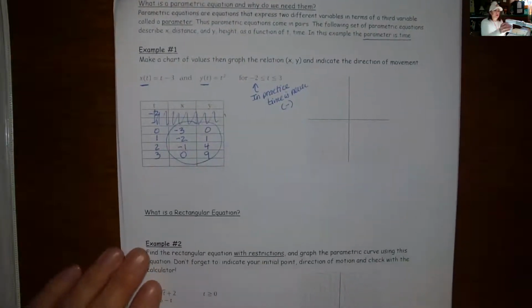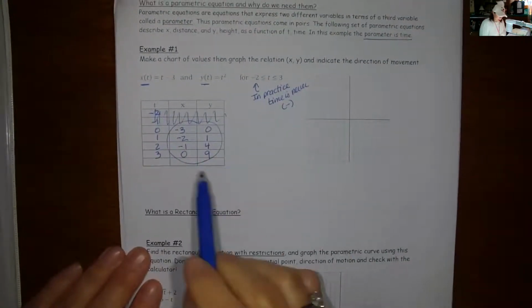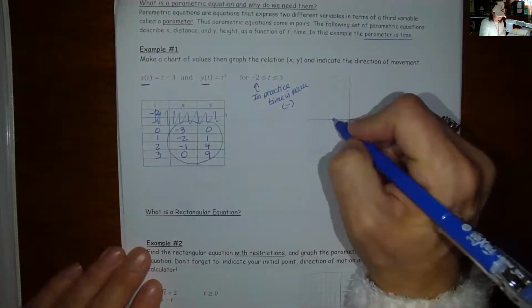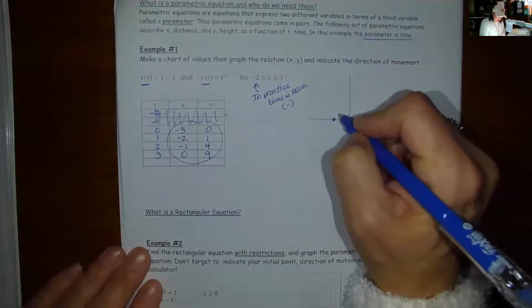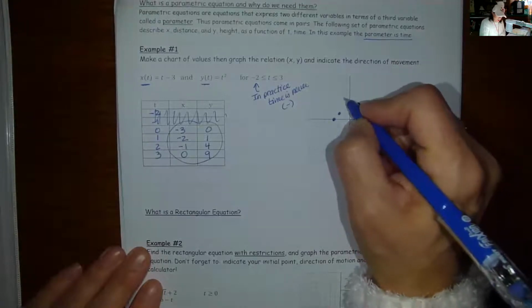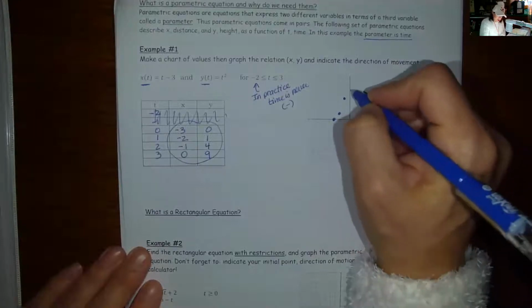So now we have the points that you're used to graphing. Can you now graph those? Yes, you can. Negative 3, 0. Negative 2, 1. Negative 1, 4. 0, 9.